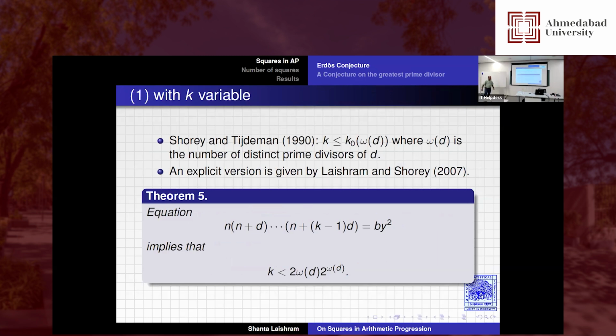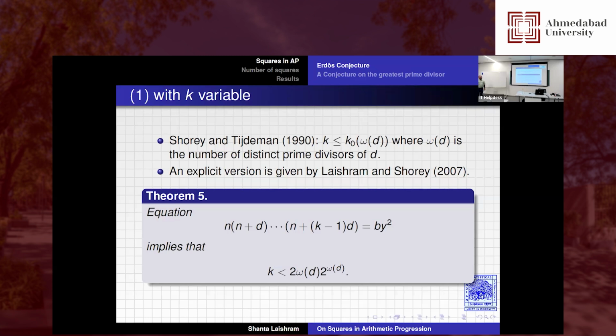Now I look at another version of this equation in a different way. The Erdős problem is still open, so can I say something more? Our aim to show that K is bounded by some absolute constant cannot be reached yet. But what Saradha and Thorner showed is that K is bounded by an absolute constant depending on omega of d, where omega of d is the number of distinct prime divisors of d. So when d has 10 prime divisors, K is bounded by some number depending on 10, and so on. But their result was not explicit.